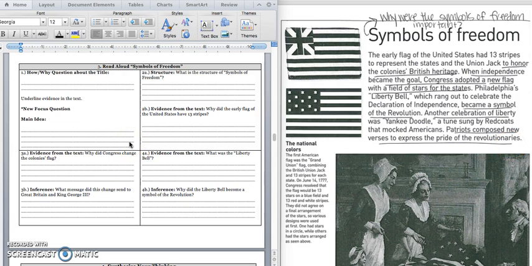So for our main idea, we would write, during the Revolution, the colonists were fighting for freedom. They used many different things to represent the freedom that they were seeking. The American flag, the Liberty Bell, and Yankee Doodle are examples of how colonists expressed their pride and independence. And you might need to go back and re-listen to this a few times because it's a pretty long answer. Okay, so press pause to write down your answer and play when you're ready to keep reading.